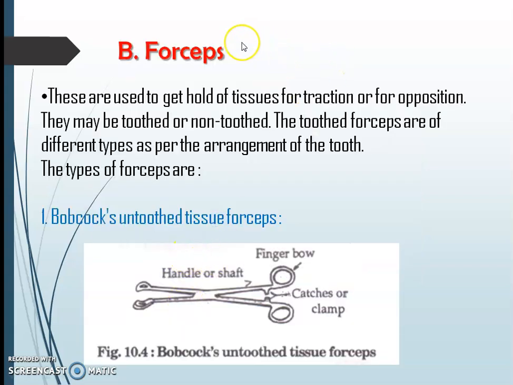Then the second surgical instrument is forceps. These are generally used to get hold of tissue, for traction or opposition. They may be toothed or non-toothed. The toothed forceps are of different types as per the arrangement of teeth. So the types of forceps: first is Bobcock's and tooth tissue forceps. The diagram shows Bobcock's and tooth tissue forceps. It has a handle or a shaft, finger bow, and catches or clamps.